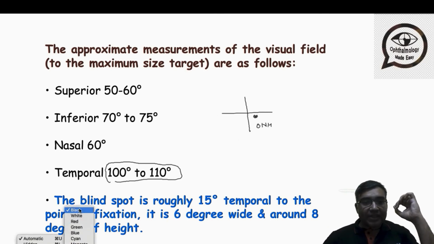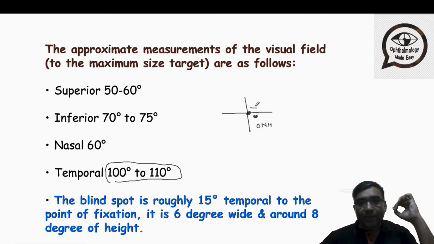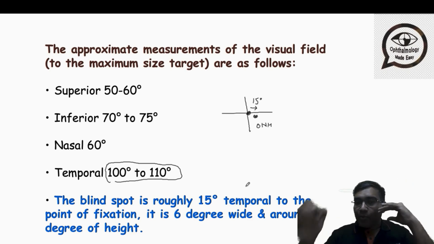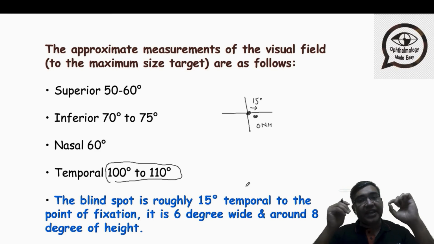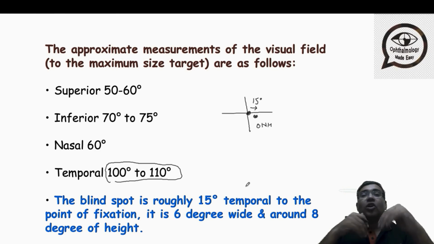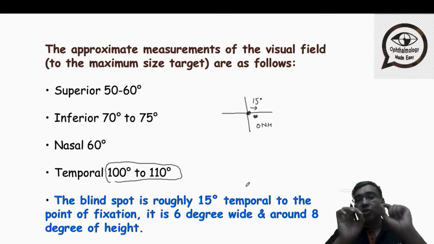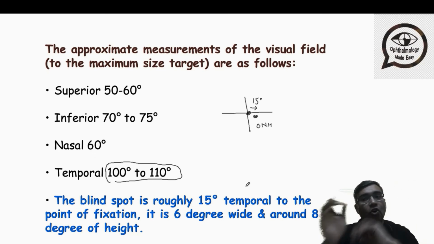Okay, so let's say this is my point of fixation, so it is around 15 degree temporal to your point of fixation, and it is around 6 degree wide and around 8 degree in height. Okay, so this is basically the anatomical location of your optic nerve head on your visual field.